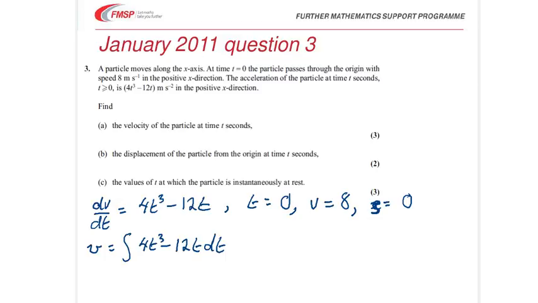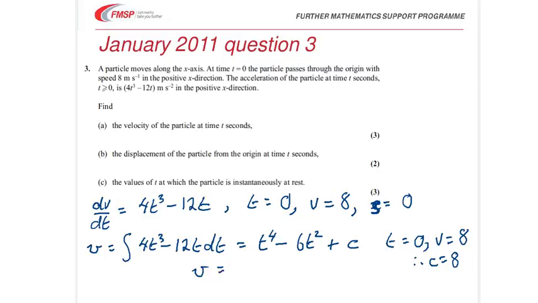So v is the integral of 4t cubed minus 12t dt, so we get t to the fourth minus 6t squared plus c for v. But when t is 0, v is 8, we're told that, so that means c is 8. So that's it, we've got v now is t to the fourth minus 6t squared plus 8. That's the first part done for 3 marks.